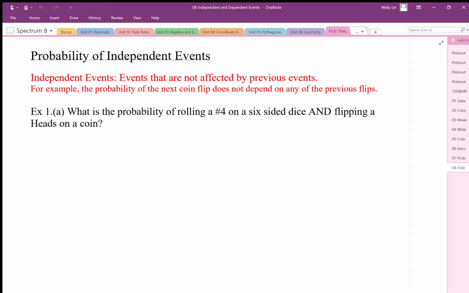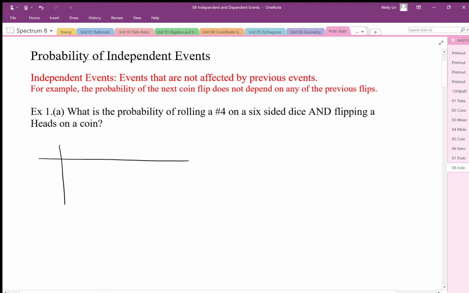Okay, so a dice roll, a coin flip, these are what we call independent events. One does not affect the other. So what's the probability of rolling a number 4 on a 6-sided dice and flipping a heads on a coin? Okay, well this is a 2-event probability, so we can draw our sample space out for this.